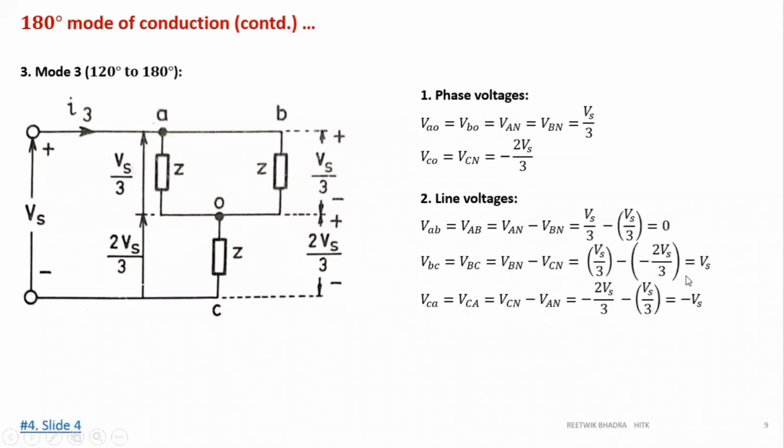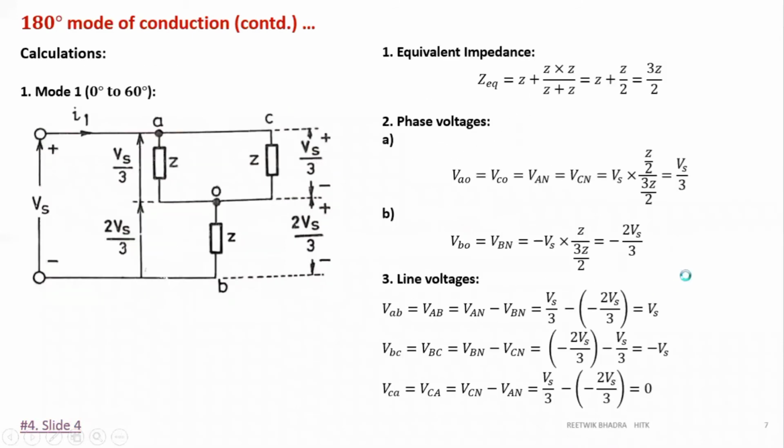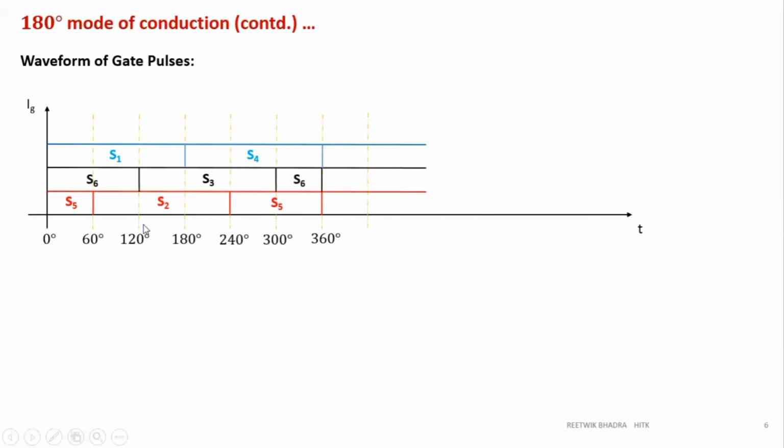Now going into mode 3. Mode 3 means 120 degree to 180. Which switch is on from the blue band? 1. Which switch is on from the black band? 3. Which switch is on from the red band? 2. You don't have to go to the figure again and again. 1 and 3 are odd, that means they should be connected to positive. 2 is an even number, so it should be connected to negative. So 2 impedances should be connected to positive, and 1 impedance should be connected to negative.